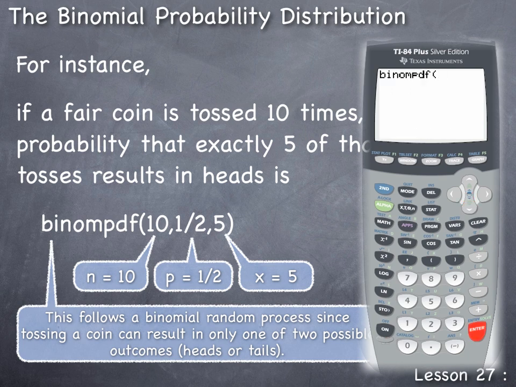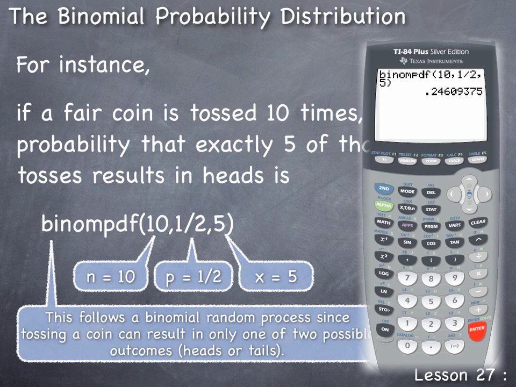And then the first number we enter into the command is the total sample size, in this case 10, comma, to separate it from the second value, which is the p. The probability in this case is 1/2. We could enter it in as 1 divided by 2, comma, and the last number we enter is the value of the random variable x that we're trying to find the probability for, in this case 5. Close parenthesis, enter.